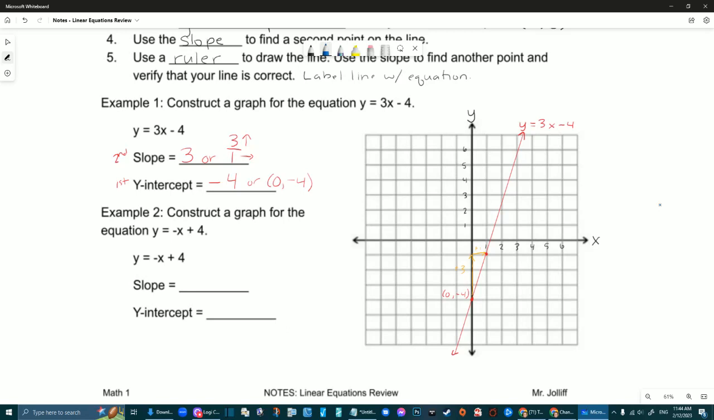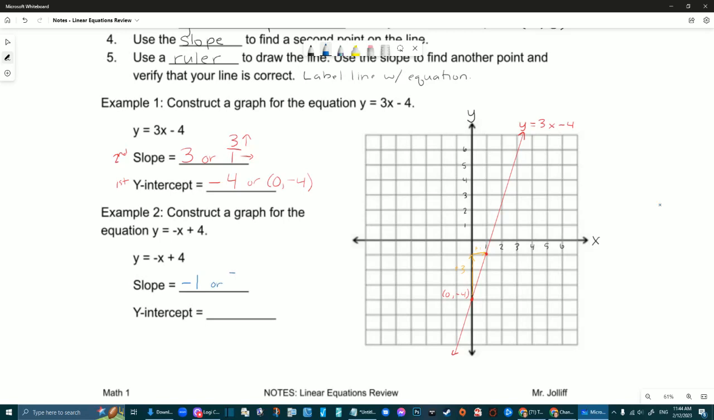Again, that graphing step has been done for us. We've got our graph box. We've got our axes labeled and scaled. Our next step is to identify slope and y-intercept. Slope is in front of the x, it's our coefficient, and if that number is missing, we assume it's 1. So this one must be minus 1.